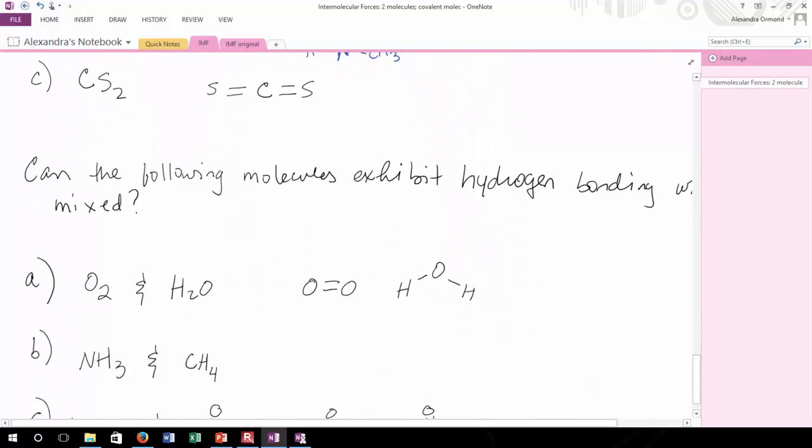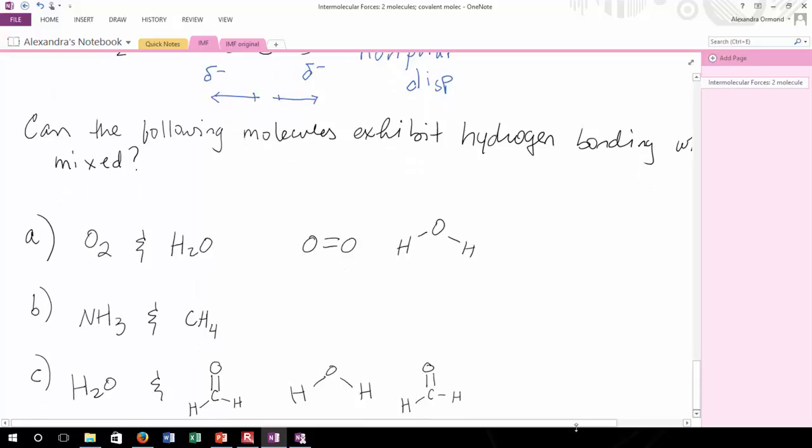Third example, we have CS2, very similar to CO2. Here we have sulfur is more electronegative than carbon, but there are only two regions around. And so if we look at the dipole moments for each bond, you can see that they cancel each other out. Because of that, it's nonpolar. And because of that, we only have dispersion forces.